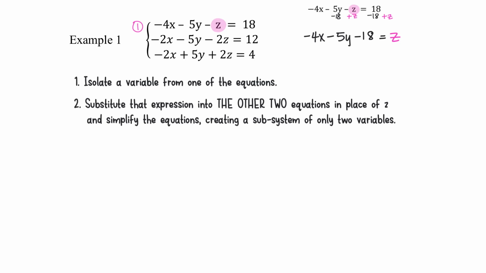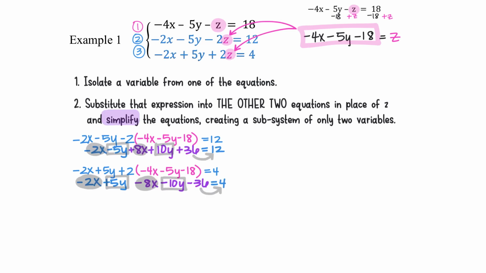Next, I'm going to take that expression, negative 4x minus 5y minus 18, and substitute it into the other two equations in place of z, and simplify to create a subsystem of only two variables. Next, you're going to solve the subsystem using whatever your preferred algebraic method is.